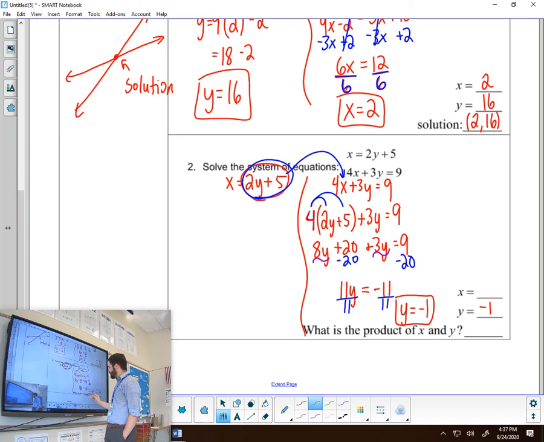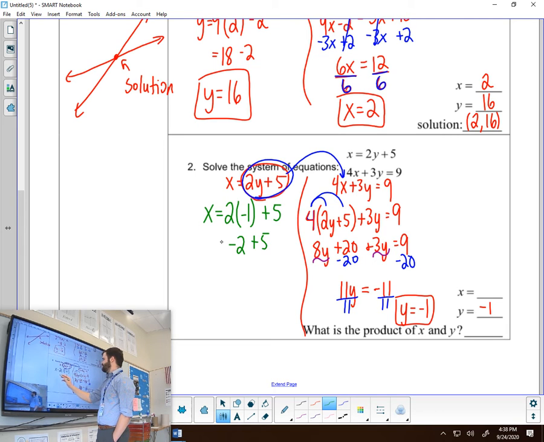So I'm going to take this negative 1 and plug it into this other equation. I'm going to make this x equals 2 times, and instead of having a y there, I'm going to plug in a negative 1. So we're going to go 2 times negative 1 plus 5. Okay, so 2 times negative 1 is negative 2. Negative 2 plus 5 is 3. So my y equals negative 1, and my x equals 3.